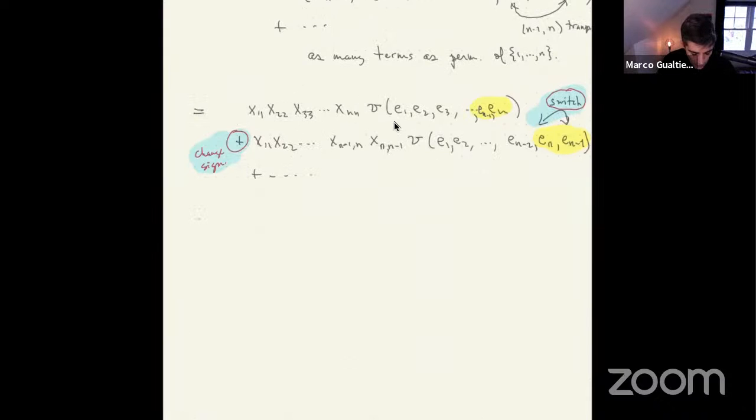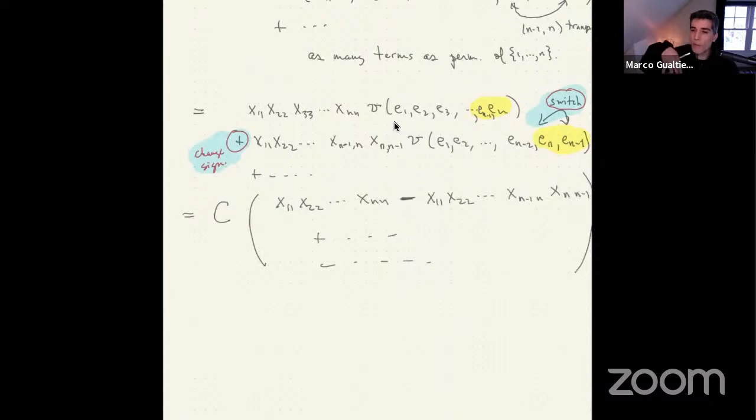And so what you end up with is that the volume of the basis comes out in front. So we get C times a big sum. And the sum looks like this: x11, x22, up to xnn, minus x11, x22, xn minus 1 n, xn n minus 1, plus minus, okay, there's a whole bunch of terms, all with pluses and minuses.